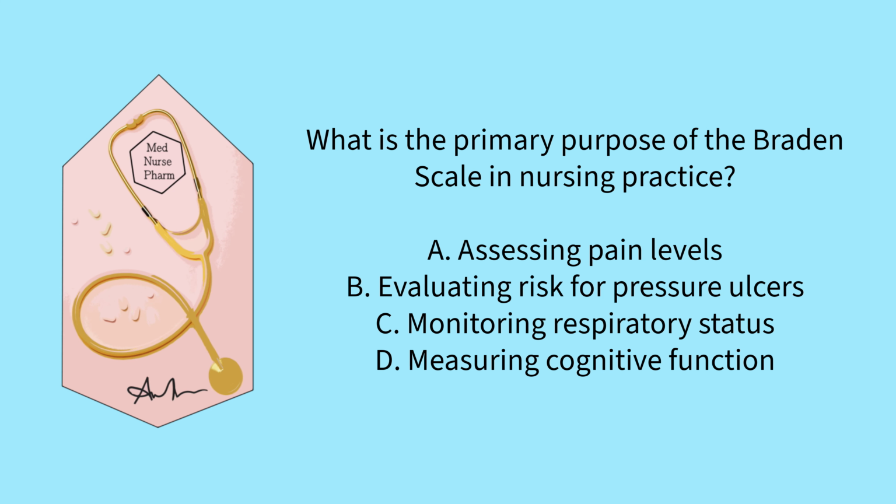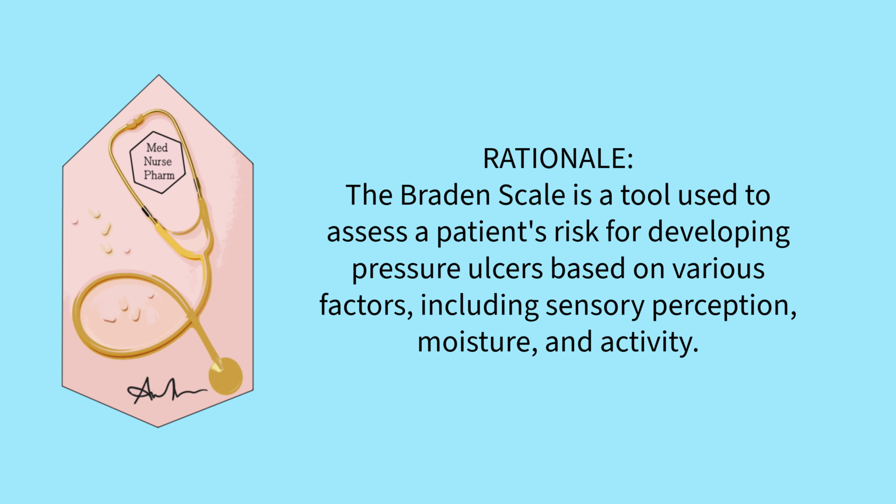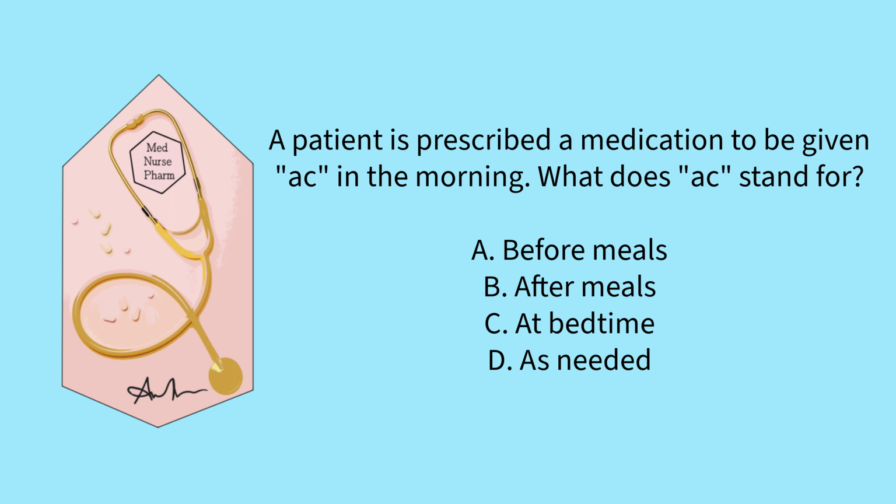What is the primary purpose of the Braden scale in nursing practice? Assessing pain levels, evaluating risk for pressure ulcers, monitoring respiratory status, or measuring cognitive function. The Braden scale is a tool used to assess a patient's risk for developing pressure ulcers based on various factors including sensory perception, moisture, and activity.